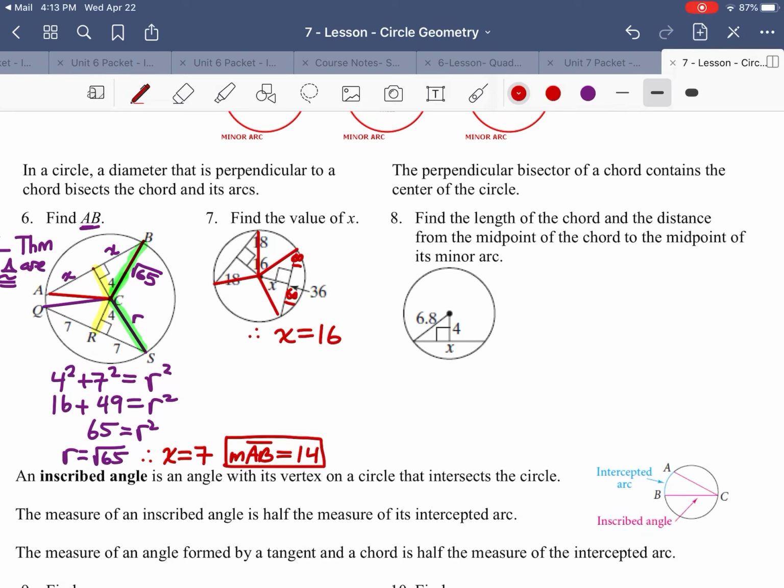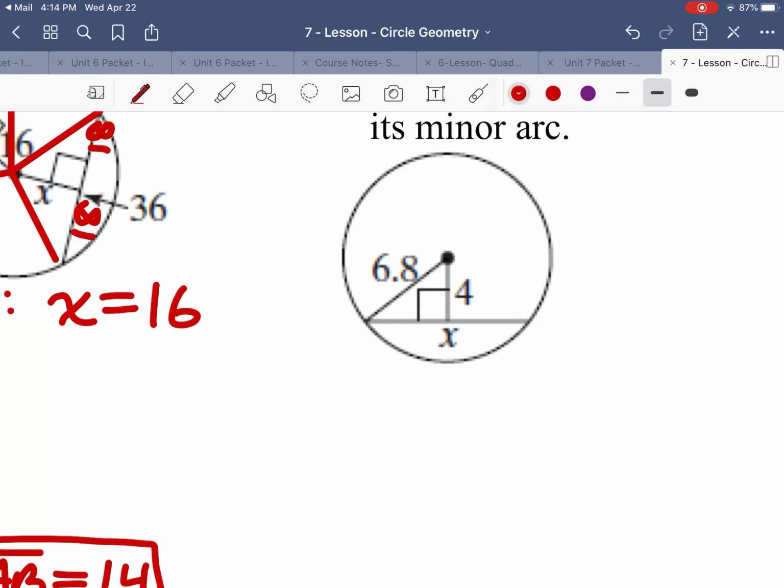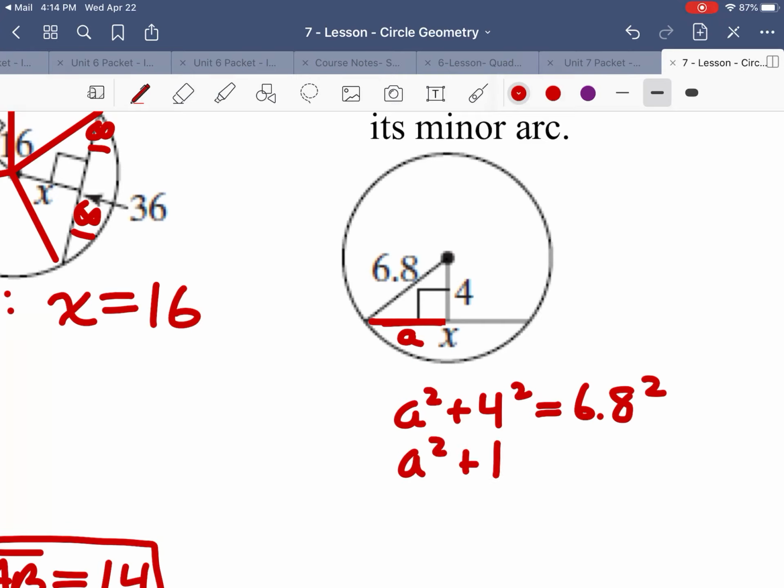All right. The perpendicular bisector of a chord contains the center of the circle. Wonderful. Find the length of the chord and the distance from the midpoint of the chord to the midpoint of the minor arc. All right. The length of the chord, that's x. We know that we have a Pythagorean relationship here. So some value here, let's be a little bit more adult about this, we'll call that a. So a squared plus 4 squared is going to be equal to 6.8 squared.